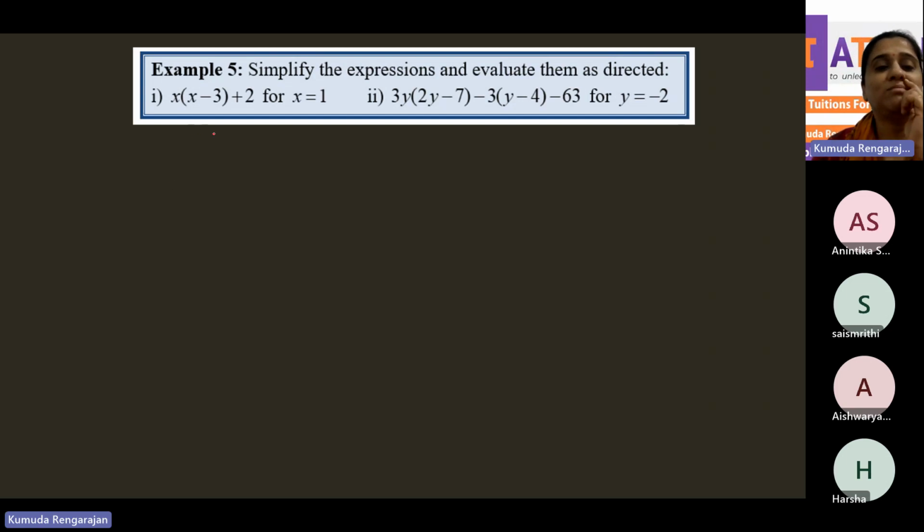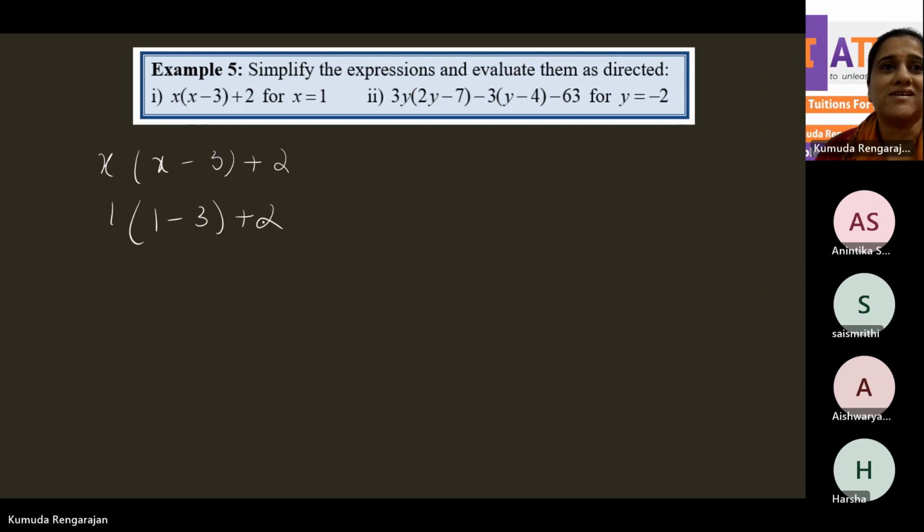Okay. Simplify the expressions and evaluate them as directed. First, see the instructions given there. Simplify the expressions, and then evaluate. So don't do the evaluation first. If I was a student, maybe I would do this: because x is 1, immediately 1 minus 3 plus 2. We should not do this. Simplify the expressions and then evaluate.